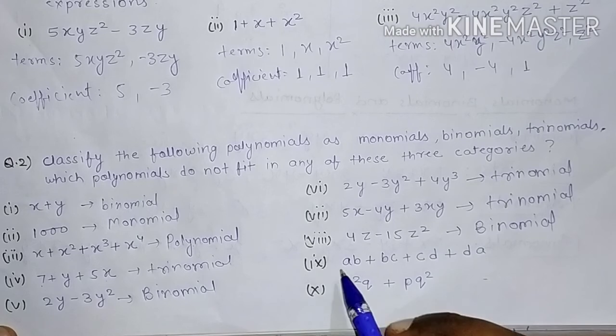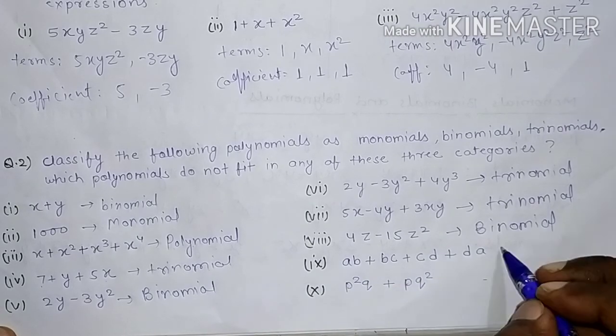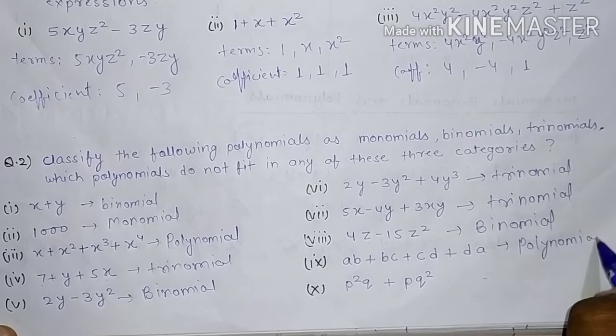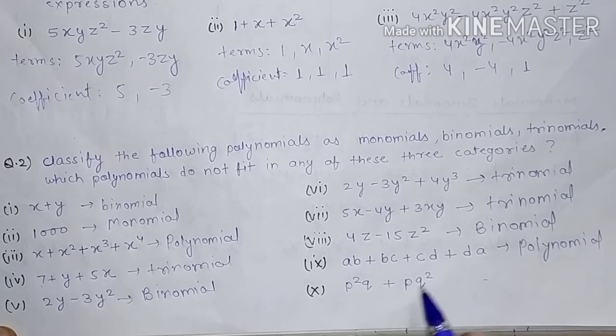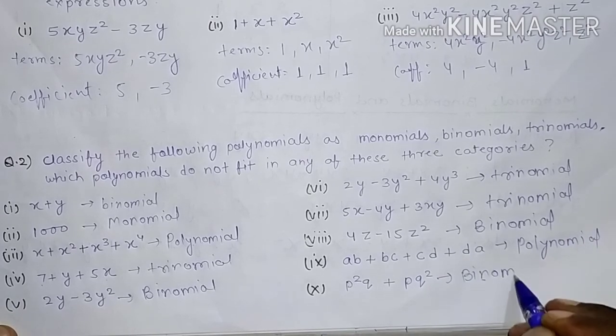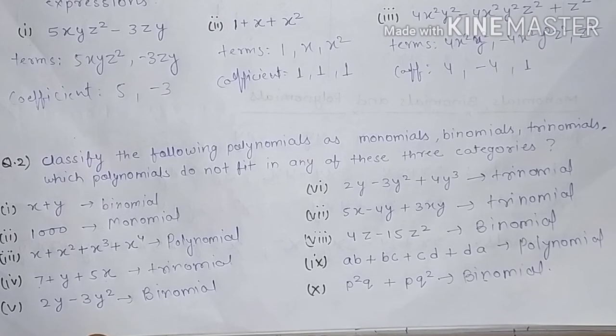In this question, there are four terms, AB, BC, CD and DA. So this is polynomial. And in this question, p square q plus pq square, there are two terms, so this is binomial. Now this is the complete explanation of question number 2. Now the next question, that is question number 3.